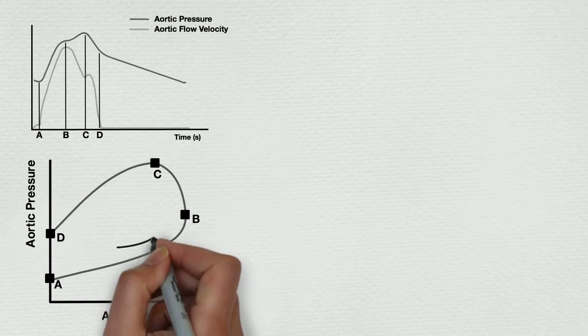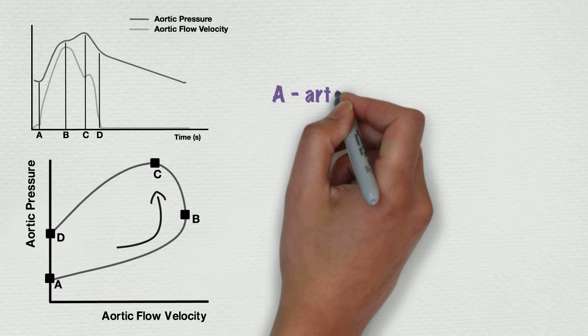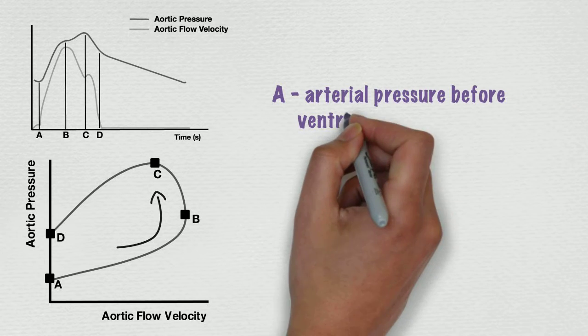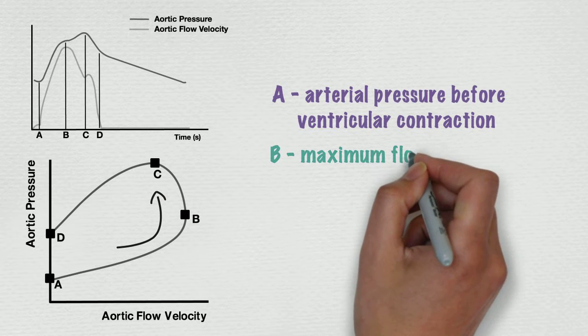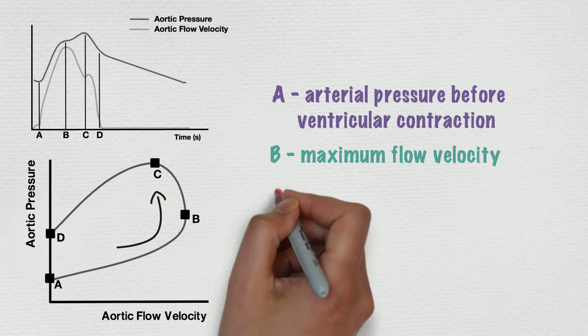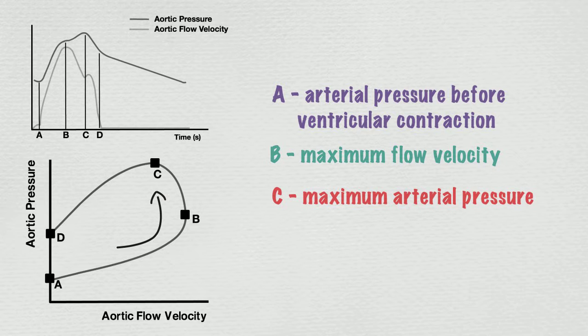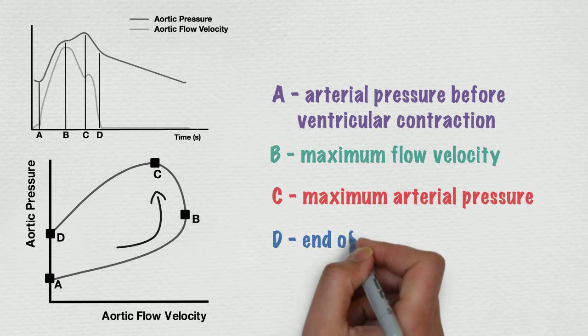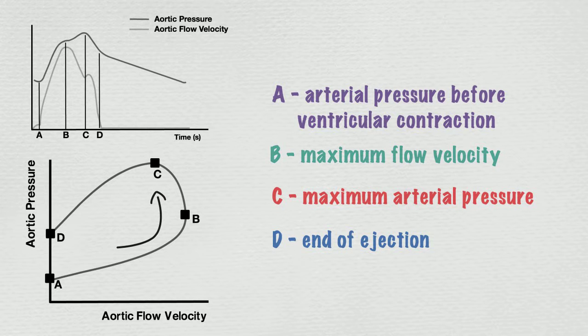Various features can be identified on the loop. So point A is the arterial pressure prior to ventricular contraction. Point B corresponds with maximum flow velocity. Point C is maximum arterial pressure. And point D is the end of ejection. And the shape of the loop varies depending on vascular resistance and other patient characteristics.